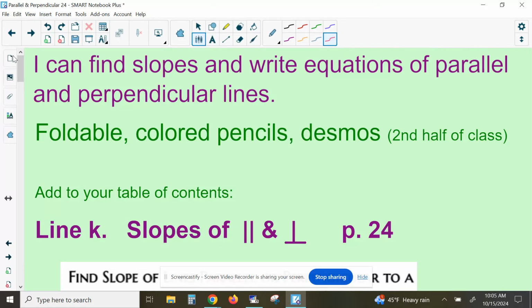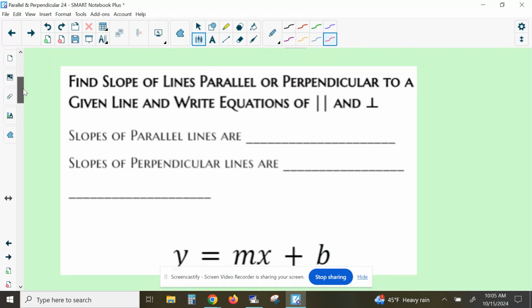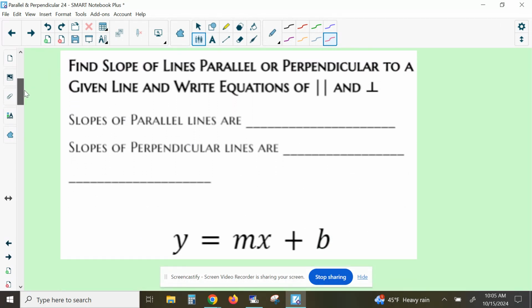Okay, so we added to our table of contents. Let's go ahead. You might want to have some colored pencils, obviously, so you could take some good notes for yourself. So let's think about parallel lines.